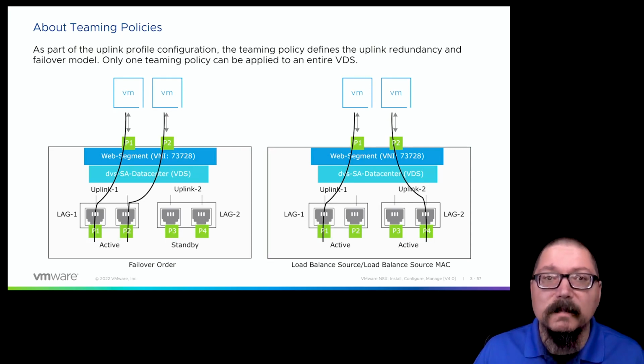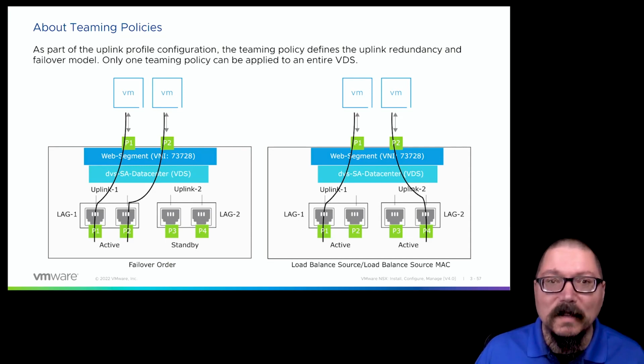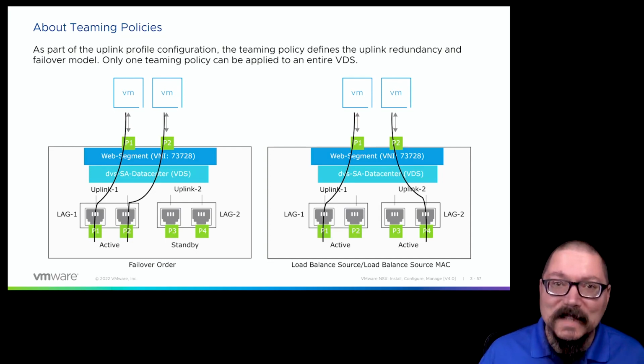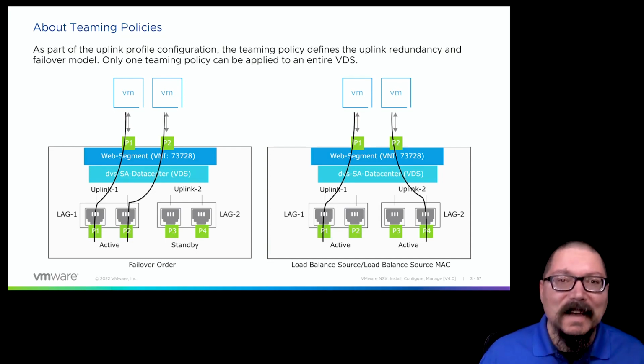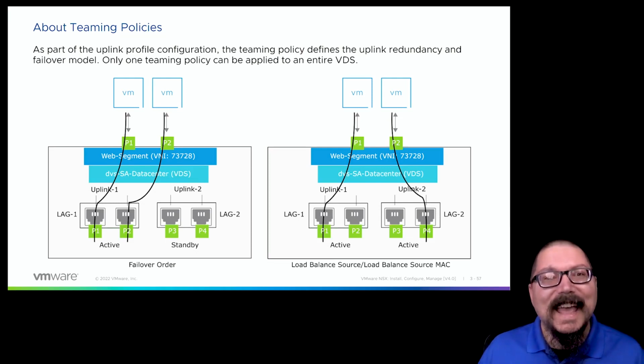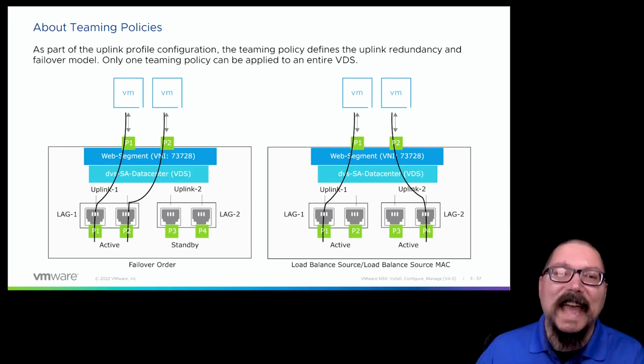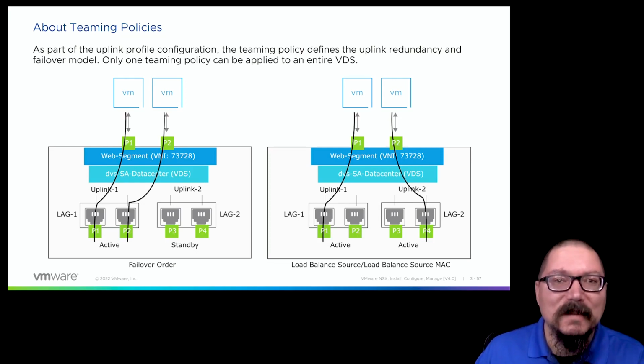Now, in the uplink profile, I'm going to define a teaming policy. The teaming policy can be configured as active-active, or what we call failover order. Failover order would be active standby, wouldn't it? Let me make sure all my words are in the right place here. Failover order would be our active standby configuration. And then active-active could be either load balance source, right?